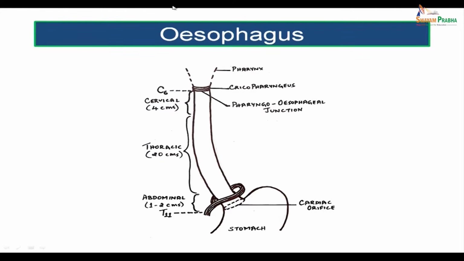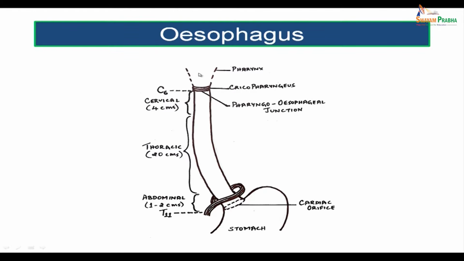Coming to the esophagus. Esophagus is a muscular tube which is the food pipe of the body. It is going to carry the food bolus. We can see the esophagus starts off at the level of the 6th cervical vertebra, where there is a junction between the pharynx and the esophagus.